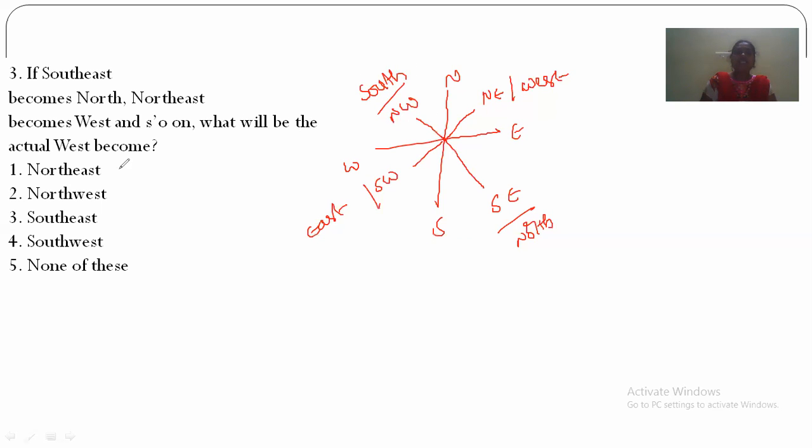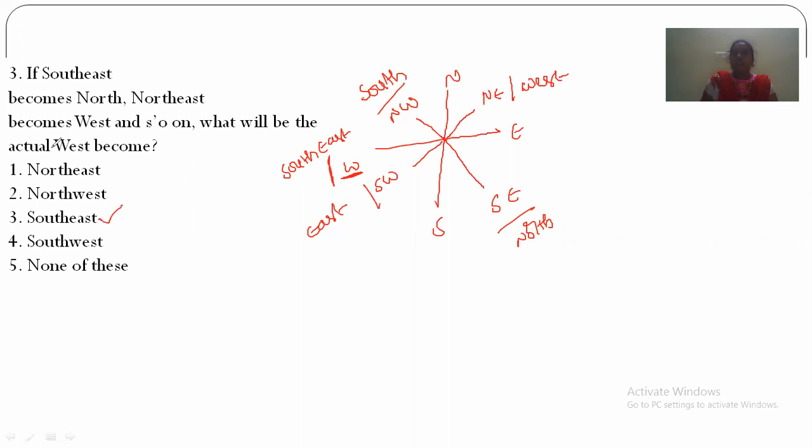Now, what they are asking us is what the actual west will become. So this is the actual west. The actual west will become the one between south and east. Between south and east, what we call it is southeast. This will be called southeast. So this will be the answer.